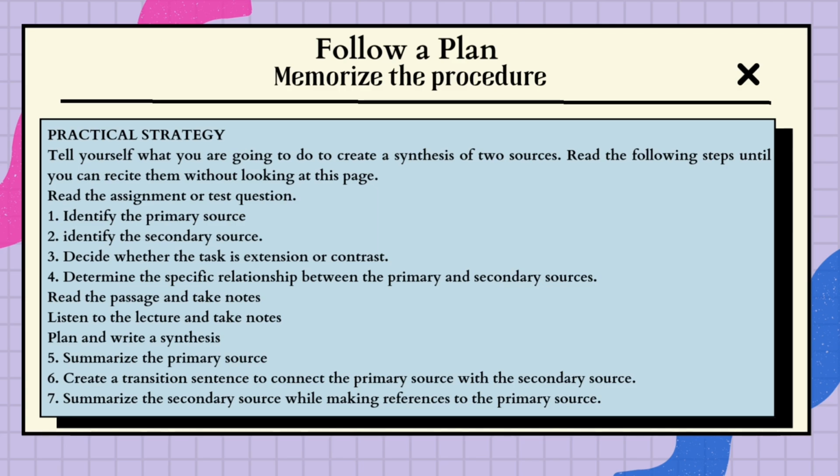Read the assignment or test question. 1. Identify the primary source. 2. Identify the secondary source. 3. Decide whether the task is extension or contrast. 4. Determine the specific relationship between the primary and secondary source. Read the passage and take notes. Listen to the lecture and take notes. Plan and write a synthesis. 5. Summarize the primary source. 6. Create a transition sentence to connect the primary source with the secondary source. 7. Summarize the secondary source while making reference to the primary source.